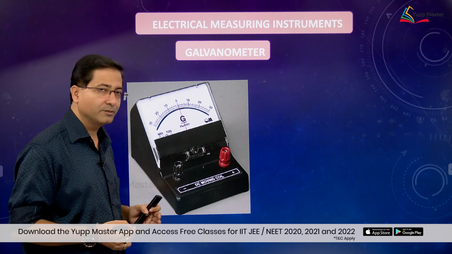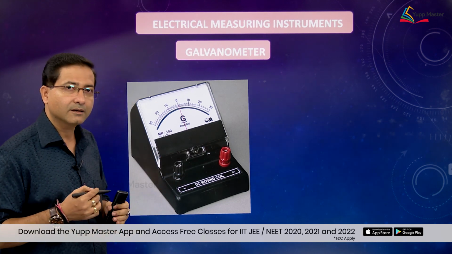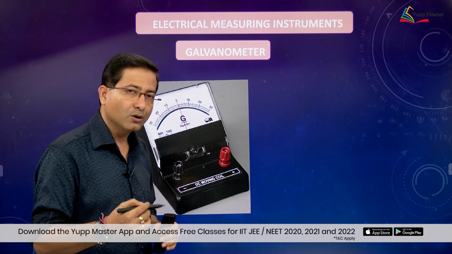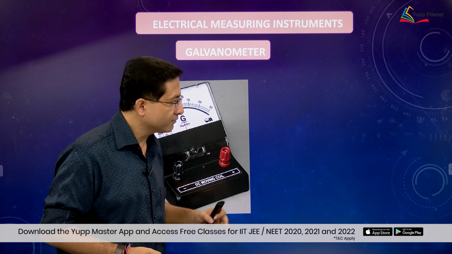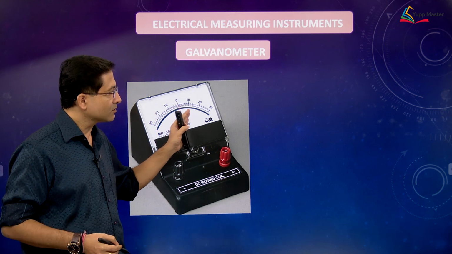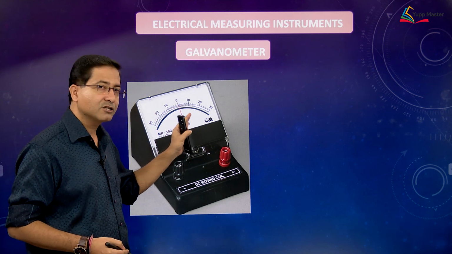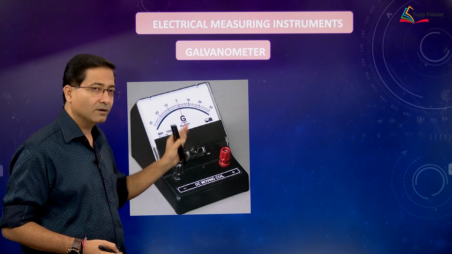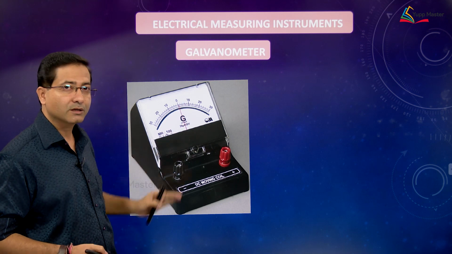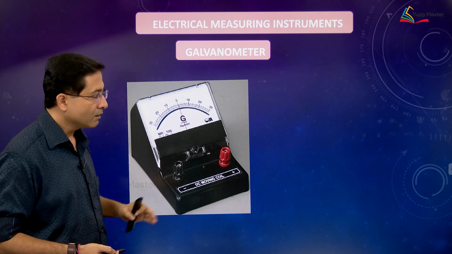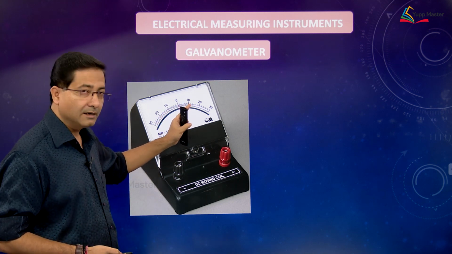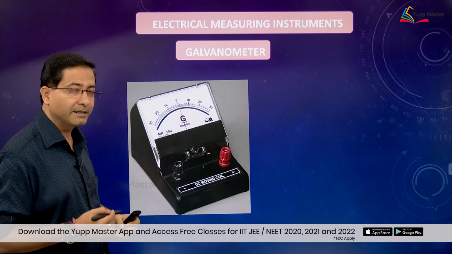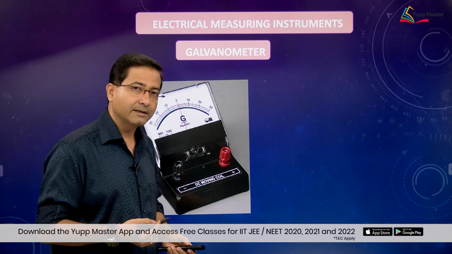Inside the galvanometer there is a coil which is placed in a magnetic field. When current passes through the coil, it experiences torque in the magnetic field and starts rotating. As there is a spring connected inside, that will provide a counter torque, and finally the needle will come to rest at a particular location. The angle rotated by the needle or by the coil will be directly proportional to the current it carries.